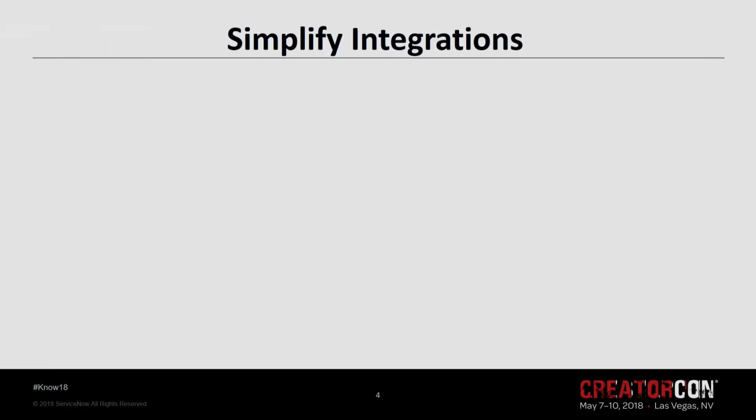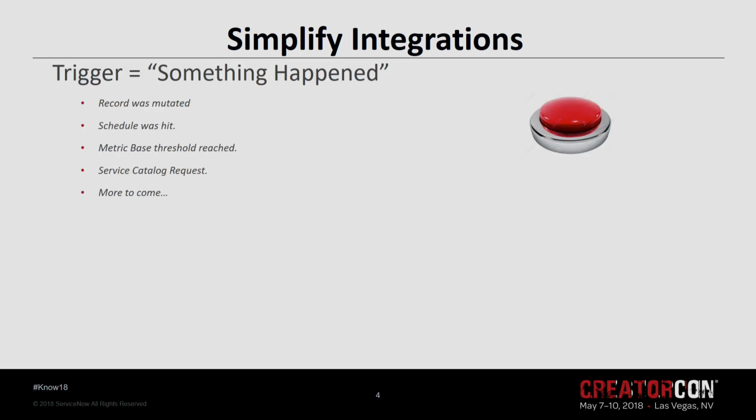So we set out really to simplify integrations. When you integrate with something, traditionally in ServiceNow, it's like a business rule, right? You have a business rule and you drop right into script. We wanted to decouple the trigger, which is something happened. So a record was mutated, maybe a schedule was hit, or a metric base might have reached a threshold. I don't know how many use metric base out there, but we have metric based triggers. So if you're receiving a lot of data from an IoT device or something like that, you can trigger a flow off of that.